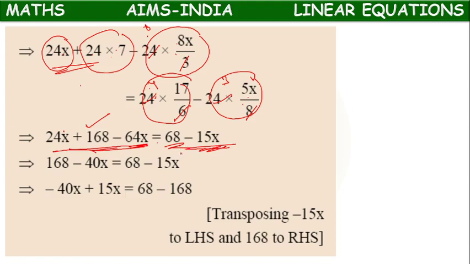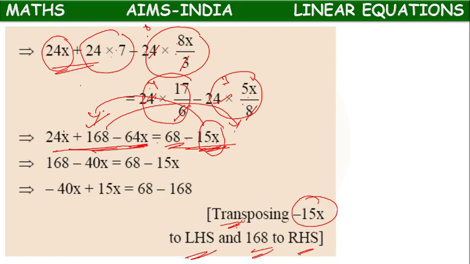Now we have to do transposing. The x term, the variable term, on the LHS side. What is the variable term here? Minus 15x on the LHS side, and the constant term 168 on the RHS side. So transposing minus 15x with the sign to LHS, and 168 to RHS. So 24x minus 64x equals minus 40x. On LHS we have minus 40x.